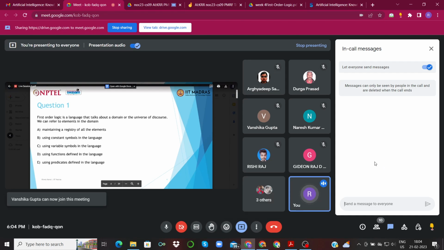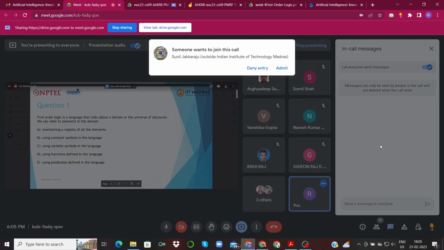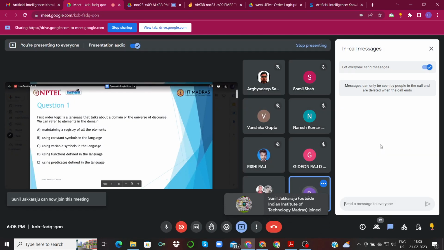Okay, so let's consider the options one by one and maybe we'll see why all options are not correct actually. Let's consider the first option, which is A, maintaining a registry of all the elements. So this doesn't make sense, right? Because in logic we are not concerned with making a registry of all the elements, right? So of course this is not the right option. What about B?